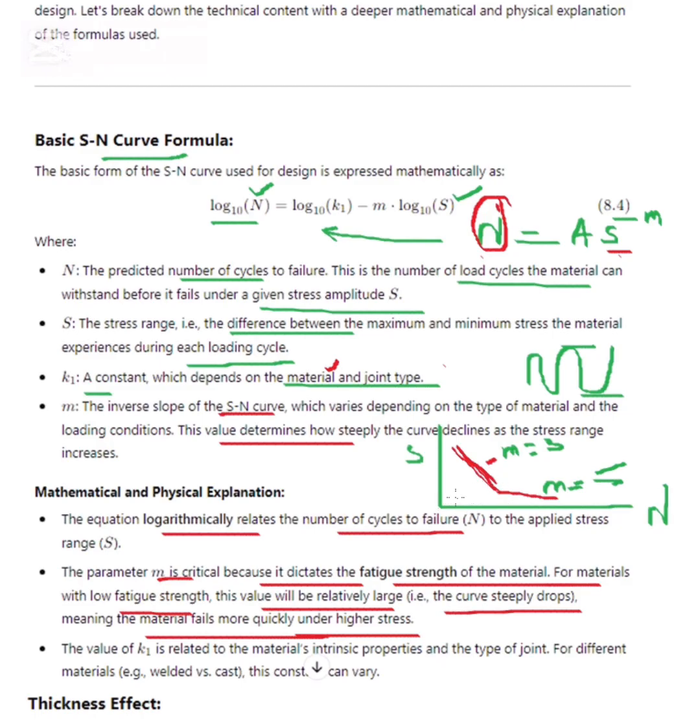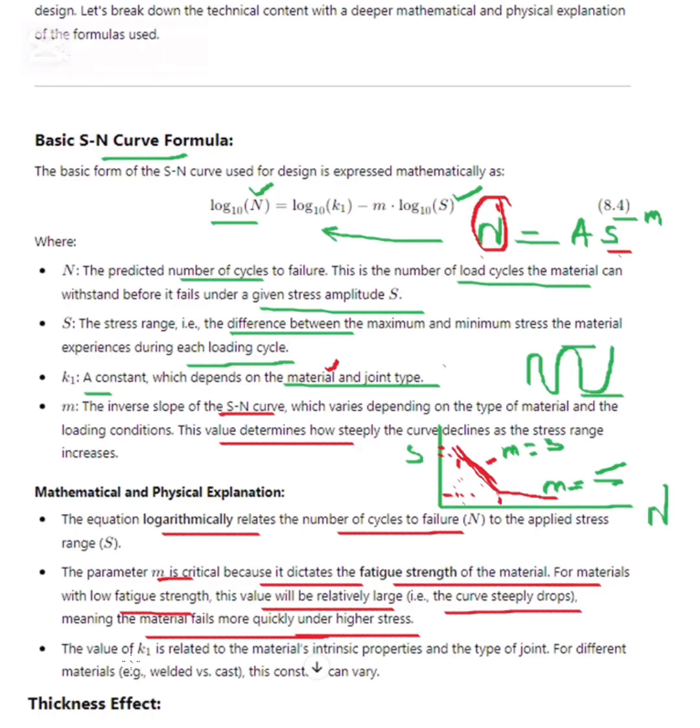You see at this point, stress is less. At this point, stress is more. If the stress is increasing, that means the number of cycles is coming down. For low stress, the material can withstand a high number of cycles before failure. If it is very high stress, it has very few cycles to withstand before failure. That's why this m is important. This m dictates how the material fails more quickly under high stress.